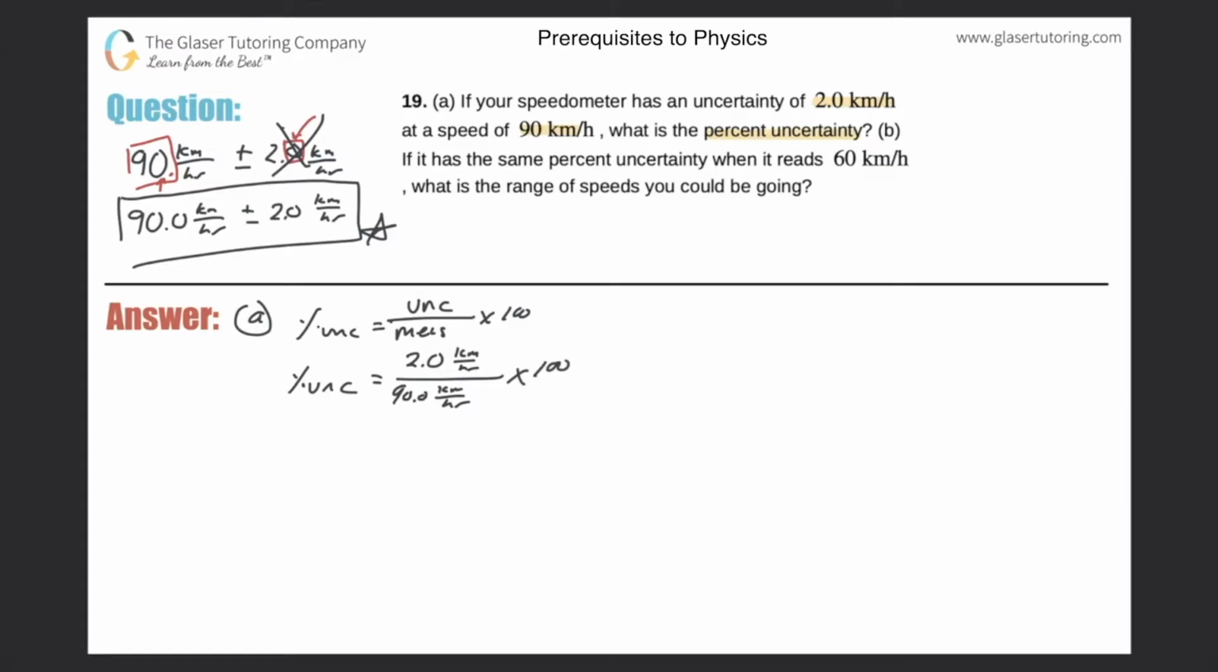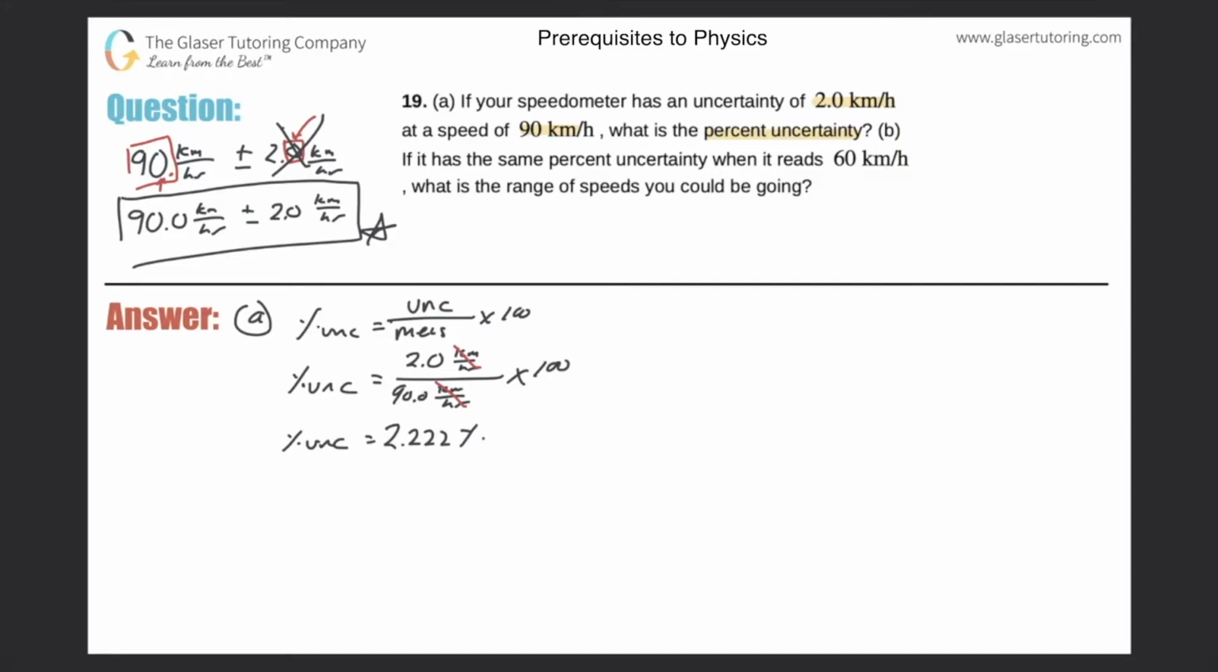Now notice the units are the same, and that better be the case. If they're not the same, you have to convert. The reason is because percents are unitless, and the units will cancel. So now all we have to do is plug this into the calculator. You don't have to use the 0.0, but 2 divided by 90, multiplied by 100, works out to a value of 2.222 percent.